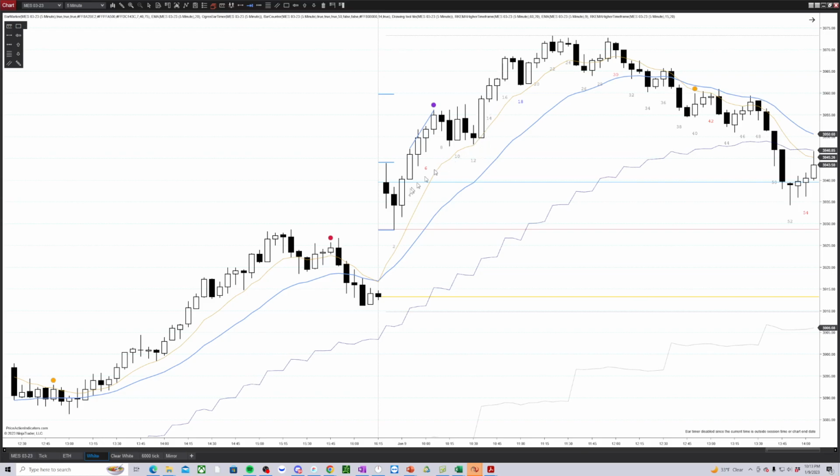So this is a second leg up. You can actually say third leg up, right? Because this is the first leg, second, and then obviously this is the third. Now we're forming another wedge.